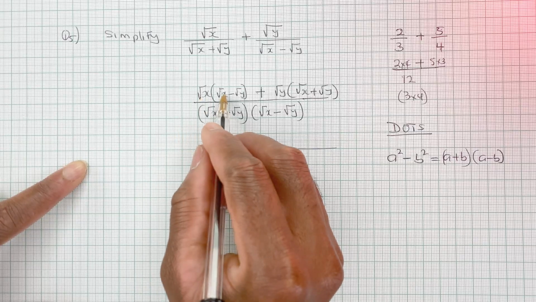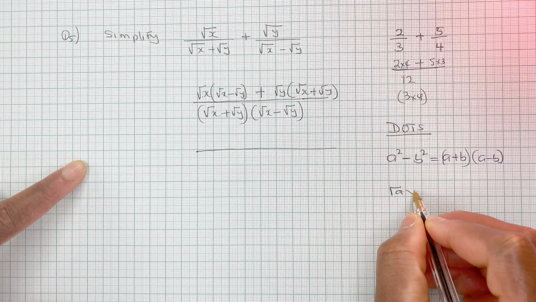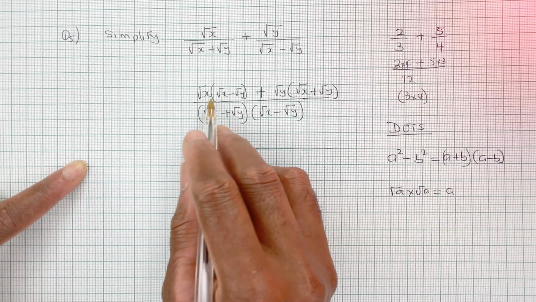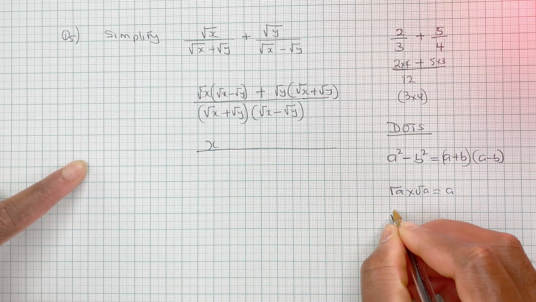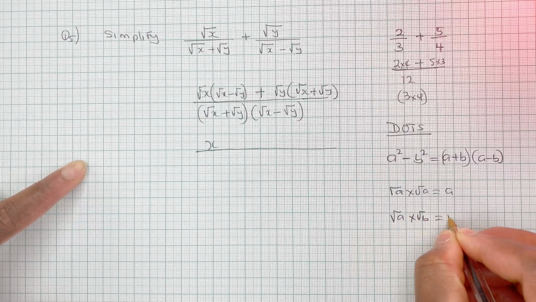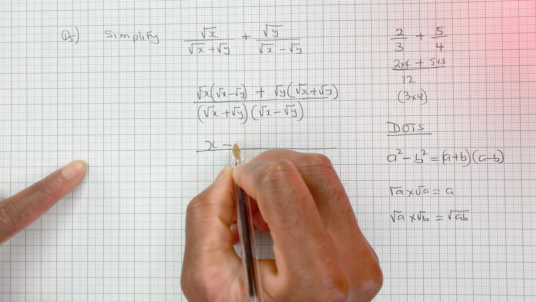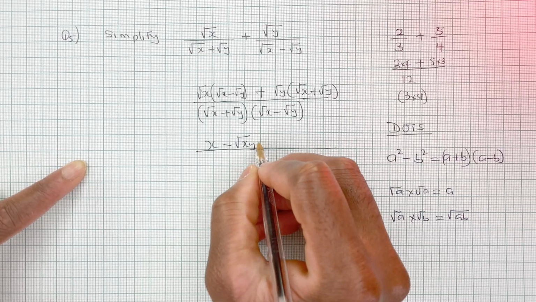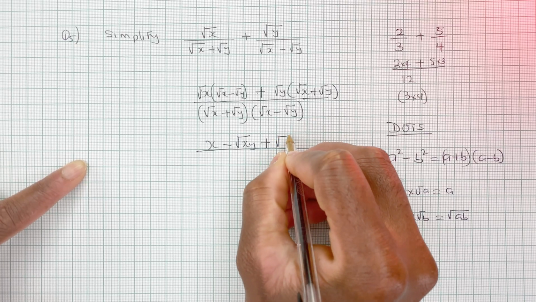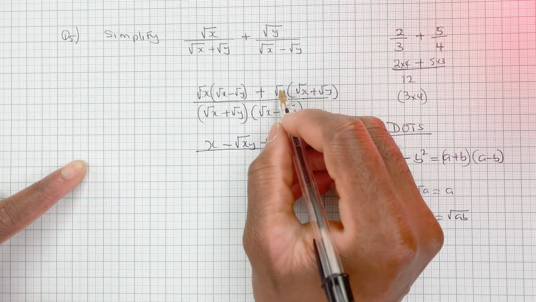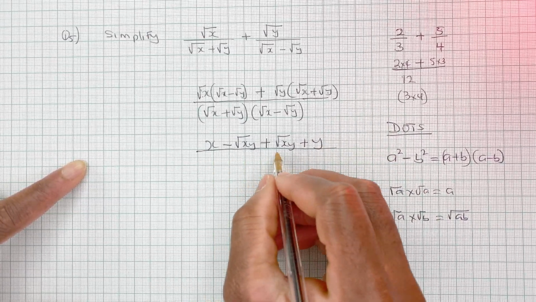The top is root x times root x. As you know from the law of indices, root a times root a is a. So that will be x. And also you know that root a times root b is root ab. So root x times minus root y will be minus root xy, plus root y times root x will be root xy. Then root y times root y will be plus y, all over.